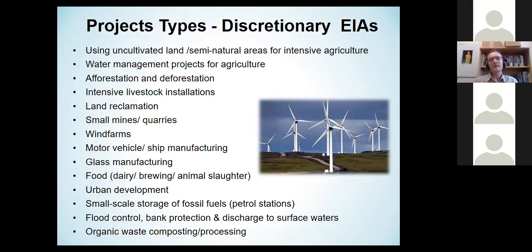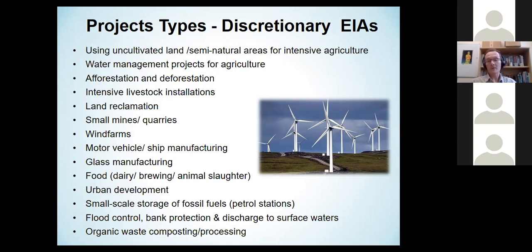Then in that second category, these are the kinds of projects where you may or may not need to do an environmental impact assessment. It depends on the local jurisdiction, the local competent authority, the environmental agency, for example, that will determine whether environmental impact assessments are needed. This involves things like changes to land use, moving from natural areas or pasture land to intensive agriculture, or installation of waste management projects, or changing land designations from pasture into forestry, so afforestation. Any of these activities are likely to fall into this category where they might need an EIA and you need to consult with the local authorities.